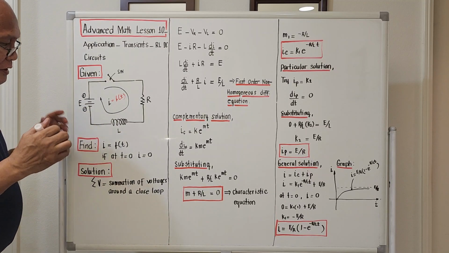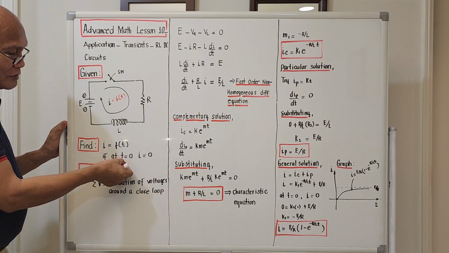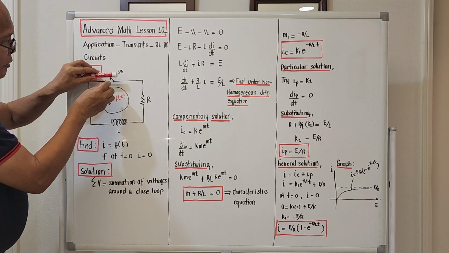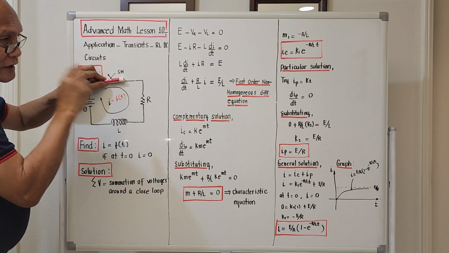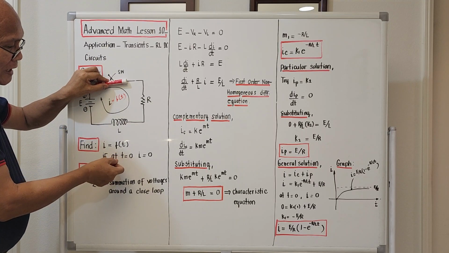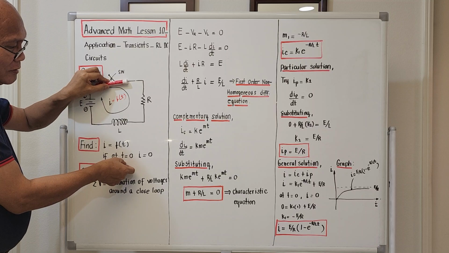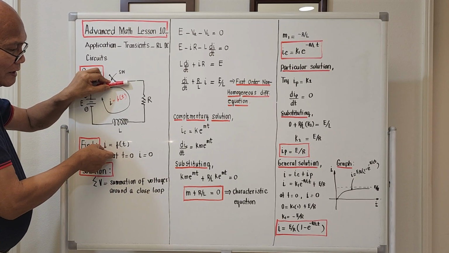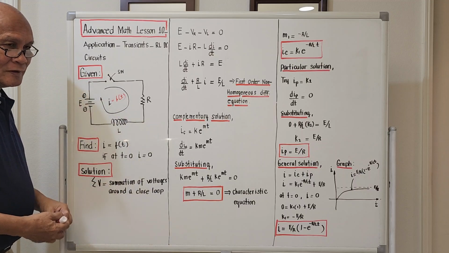The given initial condition is at time t equal to 0, the current is 0. Meaning, after closing the switch, initially the current is 0. That's the initial condition. That's why I place it here: at time t equal to 0, I is equal to 0. So what will be I as a function of time?